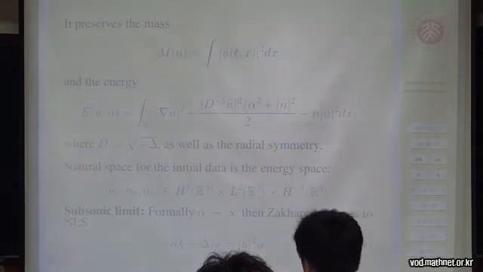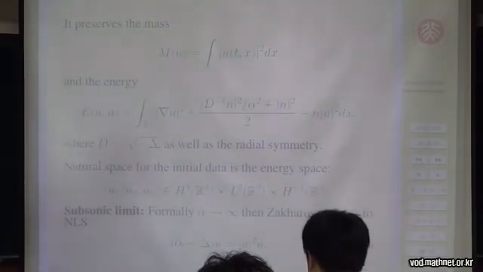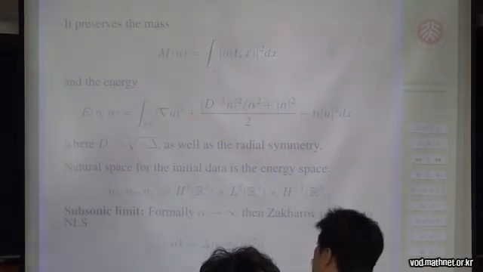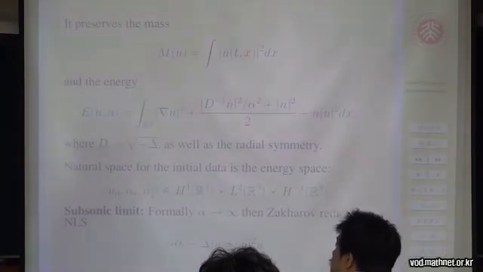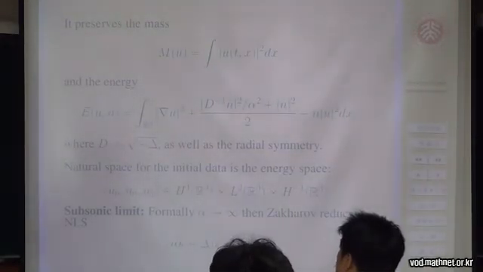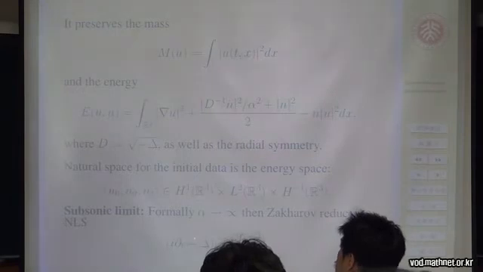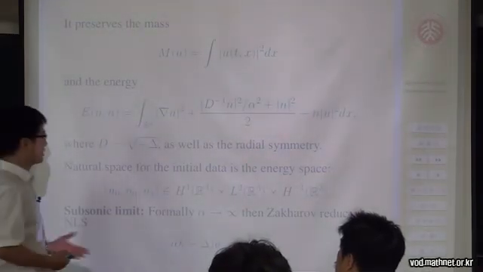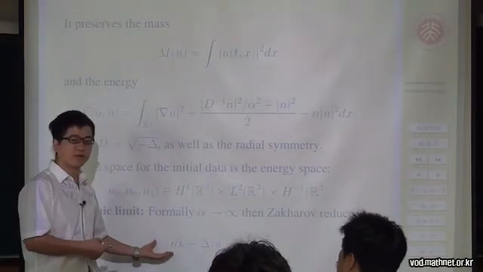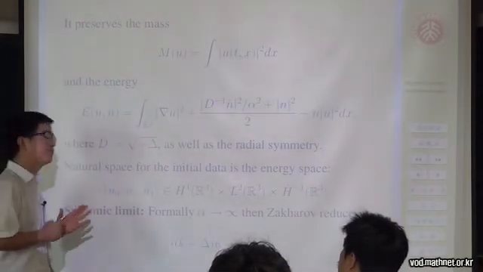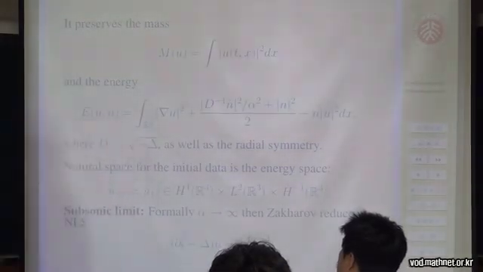Formally, if you let alpha go to infinity, the Zakharov system reduces to the cubic Schrödinger equation. So this is the limit equation. Essentially, we would like to cover all the results analogous to the Schrödinger equation. What I mean is, if the Schrödinger equation has some result, we want to prove it for the Zakharov system.